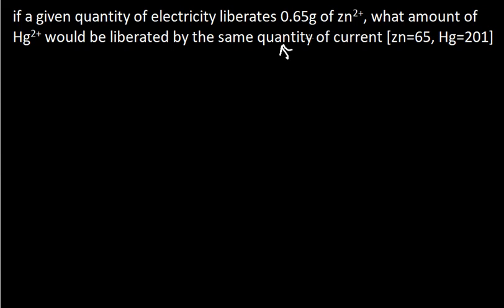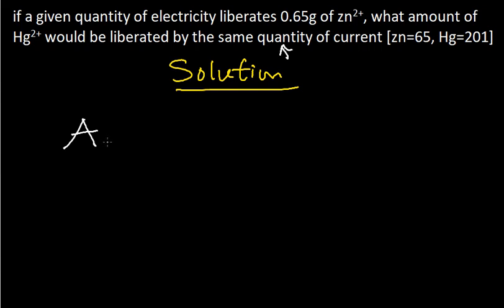So I hope you can still remember the formula for Faraday's second law. Please don't forget it. Remember what I gave you: the amount of ion 1 multiplied by the charge of ion 1 is equal to the amount of ion 2, then multiply by the charge of ion 2.